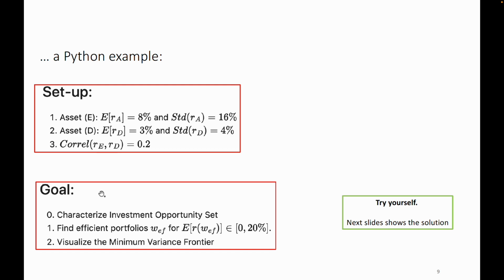The goal is first to characterize the investment opportunity set. Then we want to find efficient portfolios. Here I call it WEF for efficient. And we will use target expected returns between 0 and 20%. We also want to visualize the minimum variance frontier. That allows us to talk again about the minimum variance frontier, the efficient part, and how it relates to the investment opportunity set. So it's a nice exercise to catch up with what we have done so far.